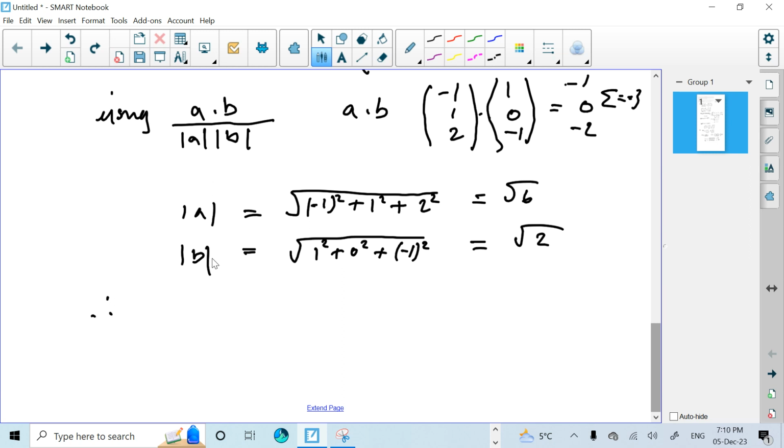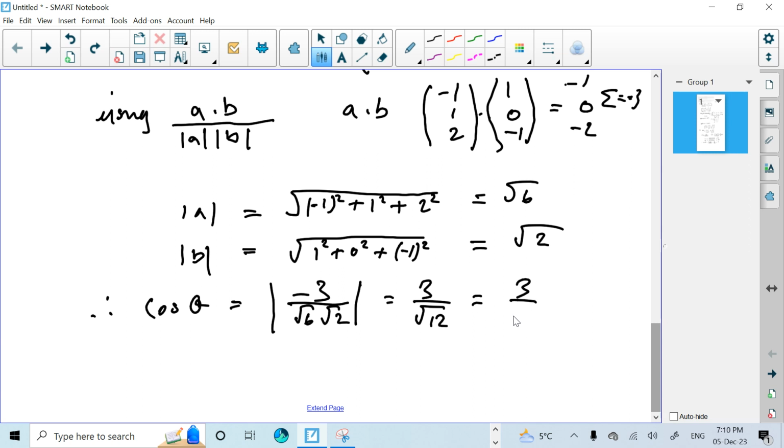So, therefore, using a dot b over the modulus of a times the modulus of b, which is equal to cos theta, cos theta will be equal to the minus 3 over, because that's the dot product, a dot b, over the root of 6 times the root of 2, which is equal to 3 over root 12. And I've forgotten the modulus sign, because the modulus of all of that is 3 over the root of 12. And the root of 12, of course, is 4 times 3, so that's equal to 3 over 2 root 3.